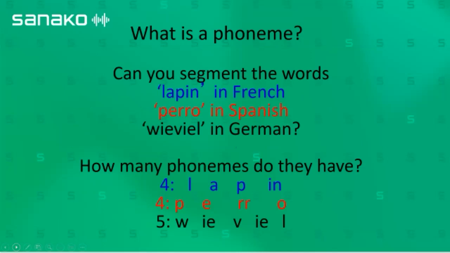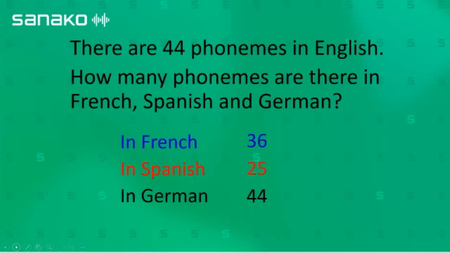So hopefully you can see that it's not to do with the number of letters or consonants a word has, it's to do with the actual unit of sound. There are 44 phonemes in English. In French, which has fewer phonemes, there are 36. In Spanish, which is 99% phonetic, there are even fewer, only 25. And German has 44 phonemes.